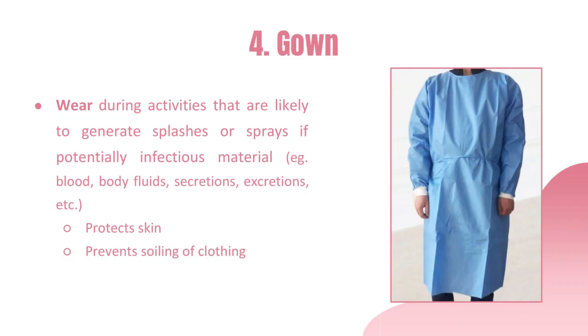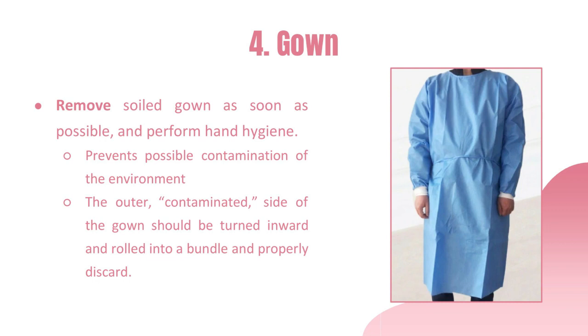Number 4 is gown. Wear a gown during activities that are likely to generate splashes or sprays of potentially infectious material. Example: blood, body fluids, secretions, excretions, and so on. The purpose of it is to protect our skin and prevent soiling of clothing. Second is to remove the soiled gown as soon as possible and perform hand hygiene. It is to prevent possible contamination of the environment. The outer contaminated side of the gown should be turned inward, rolled into a bundle, and properly discarded.